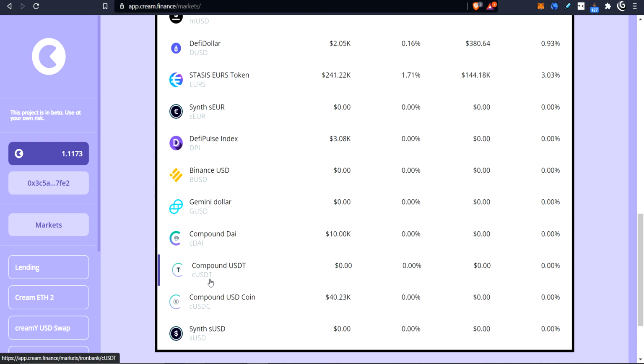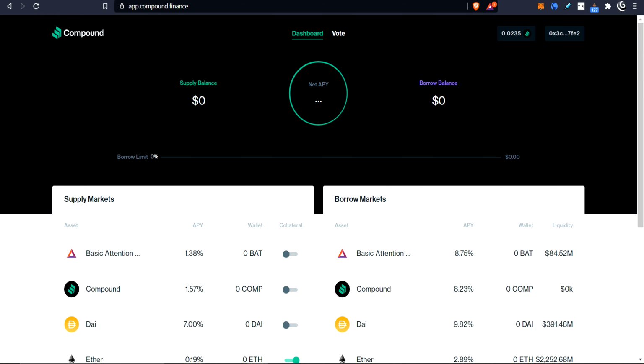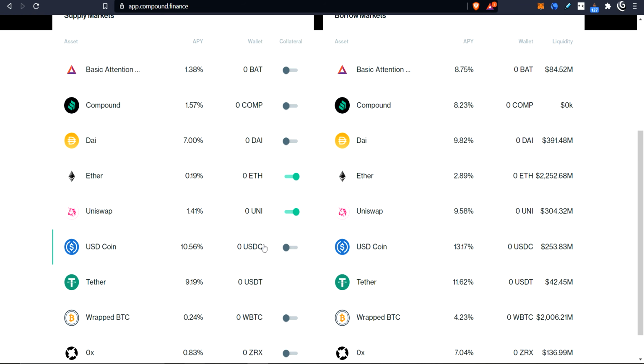Another thing that I found kind of interesting was this actual compound token. If you go to Compound, I could supply Tether here and people could borrow Tether, right? So I could do that, right? And I could supply these other tokens and stuff like that, but I could supply Tether here and gain 9%, and people could borrow at about 11 or 11.6% currently.